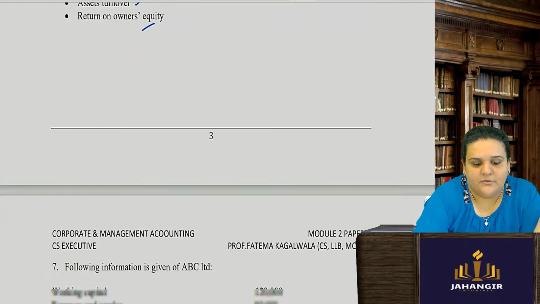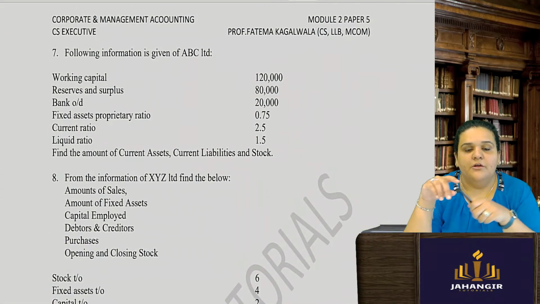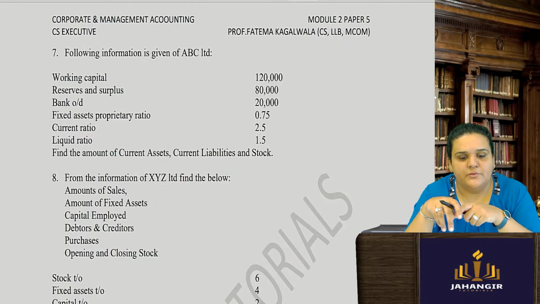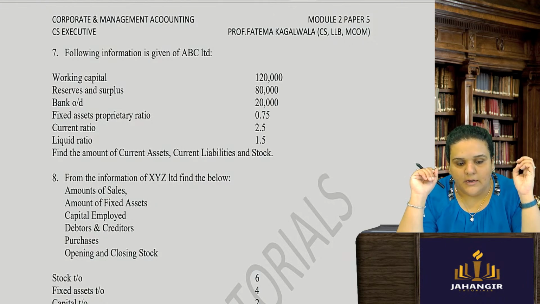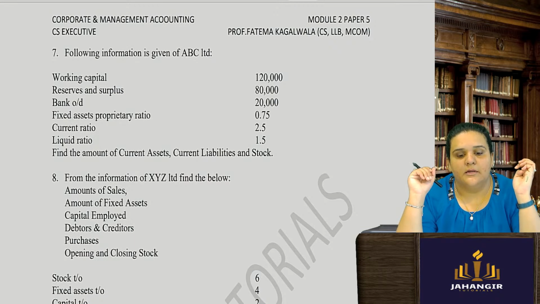Now moving to the next question. From the following information which is given of ABC Limited: working capital, reserves and surplus, bank OD, fixed asset proprietary ratio, current ratio, liquid ratio. You are supposed to find the amount of current assets, current liabilities and stock. Okay.